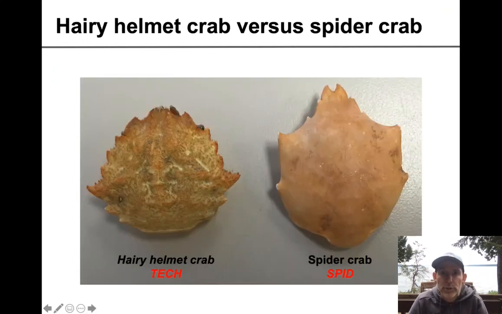So looking at the two carapaces side by side, these are very common, what you might see in your molt survey. Although both of these carapaces have many spines and carapace teeth, you'll notice that the hairy helmet crab has a rough, bristled appearance, whereas the spider crab is smooth, and those rostral spines stick out extremely far on the spider crab.